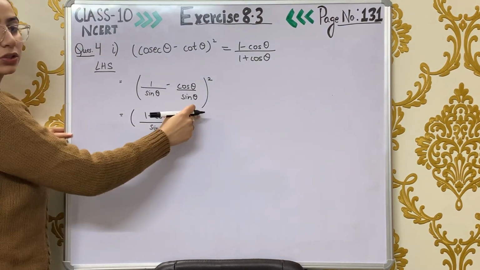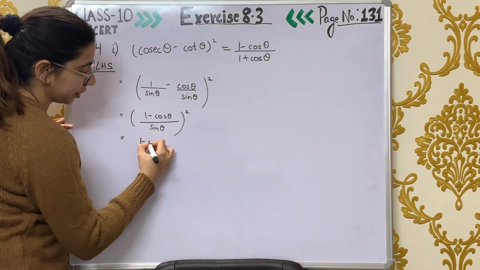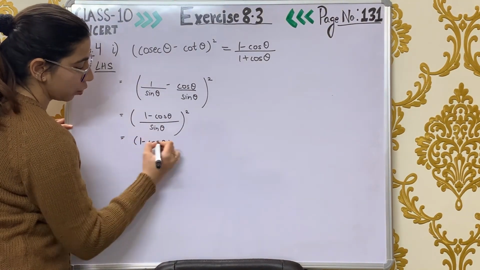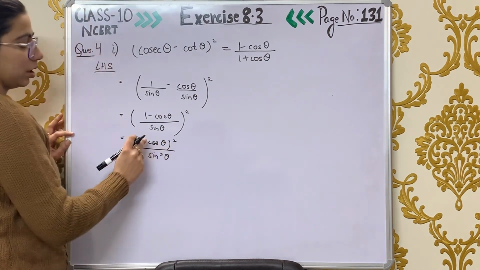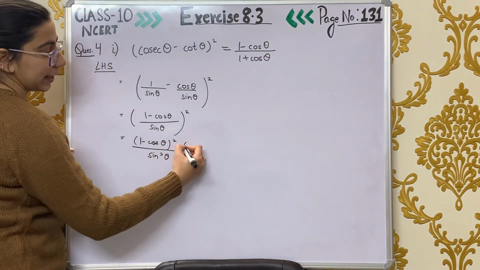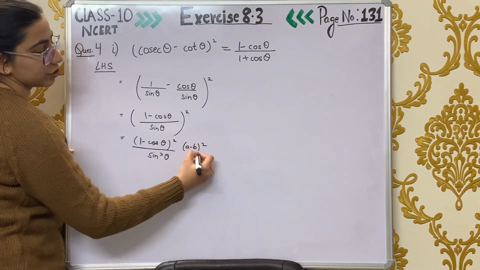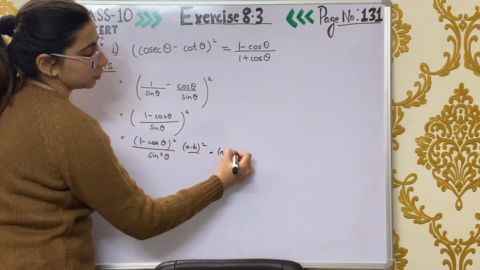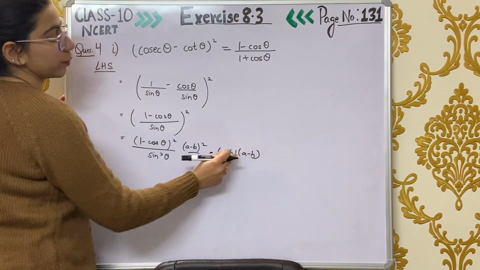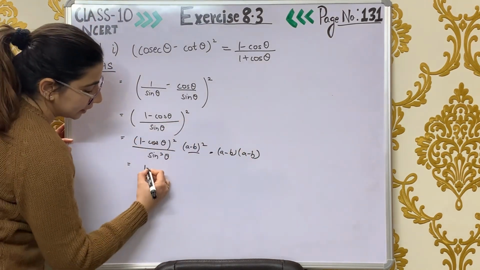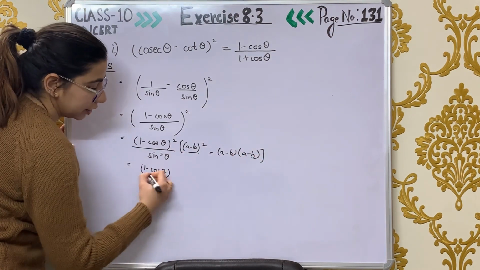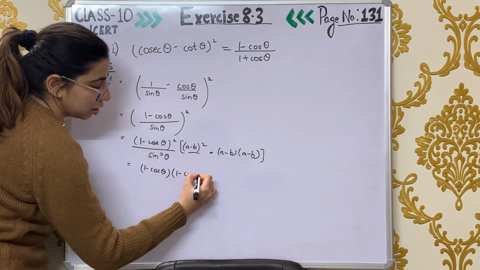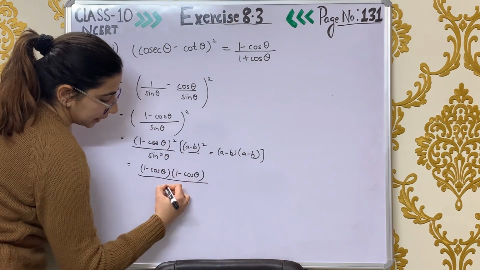Now let's separate the square on numerator and denominator. We get 1 minus cos theta whole square upon sin square theta. Now this is nothing but a minus b square, which is basically a minus b into a minus b. That is square of one term. So we can write this as 1 minus cos theta into 1 minus cos theta upon sin square theta.